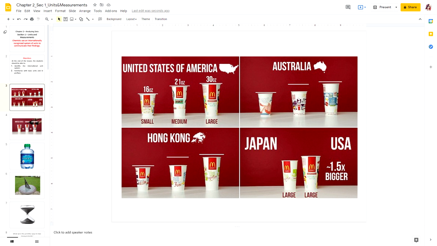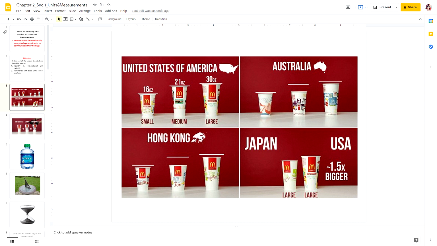Rather, the Japanese large is being compared to the USA's 1.5 large. Okay, so it says here 1.5 times bigger than the large of Japan.